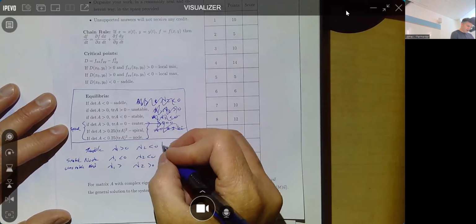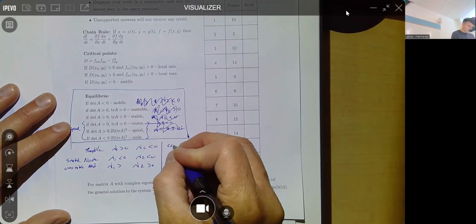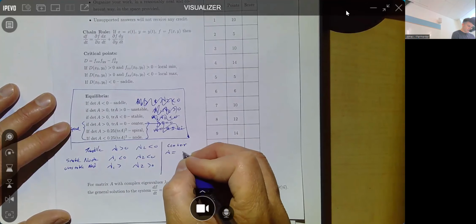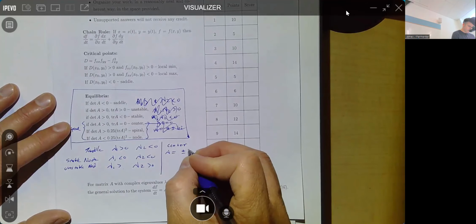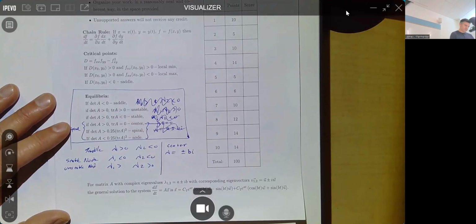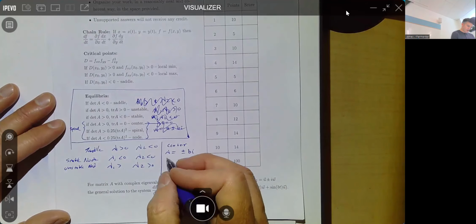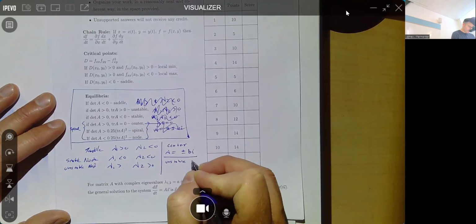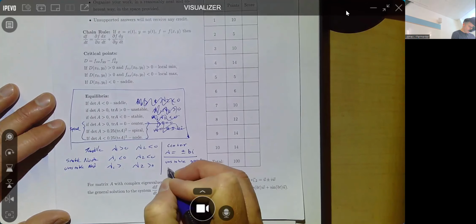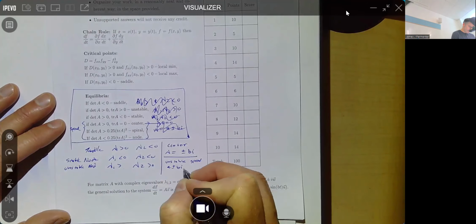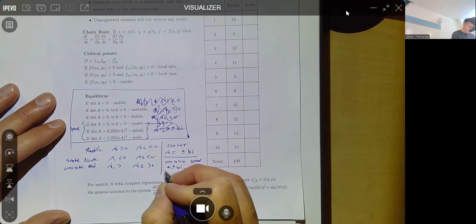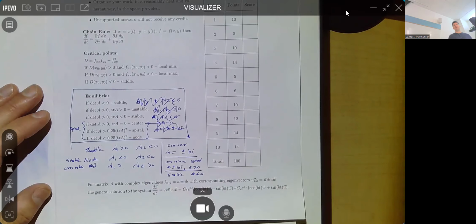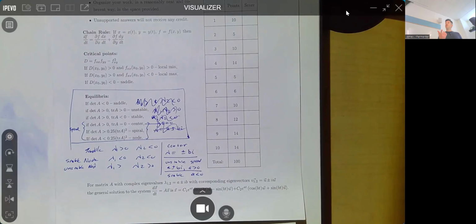And then we have spirals. So we have a center if lambda is just purely imaginary. It's plus or minus the bi part. And then we have an unstable spiral when it's a plus or minus bi and a is positive. And we have a stable spiral if a is negative. That's the way I prefer to think of it. You should do whatever you like though.